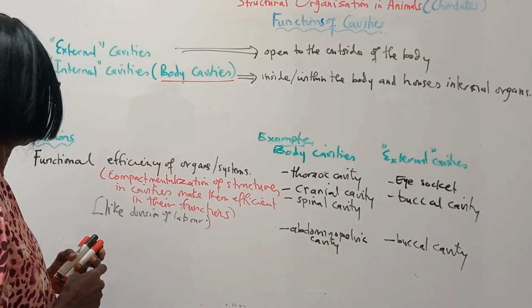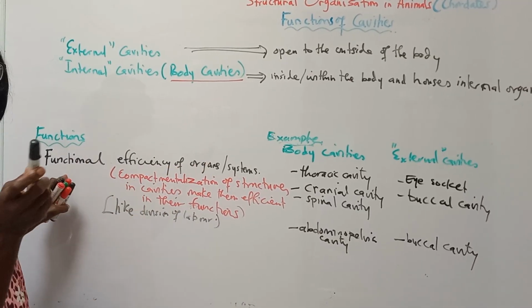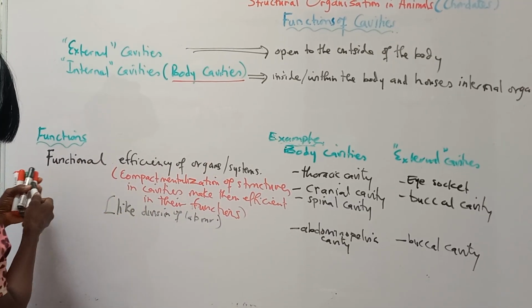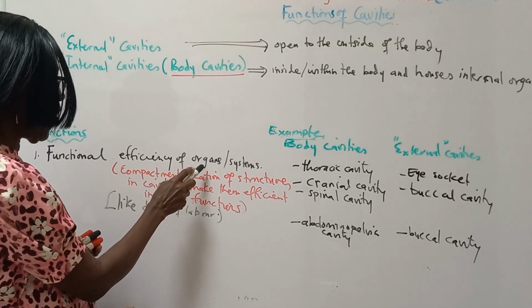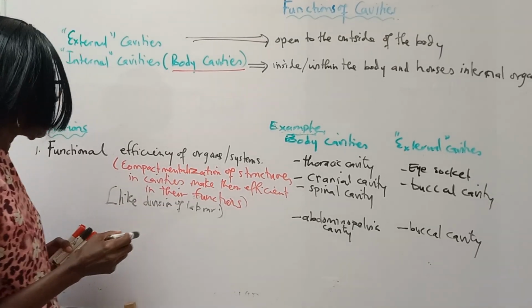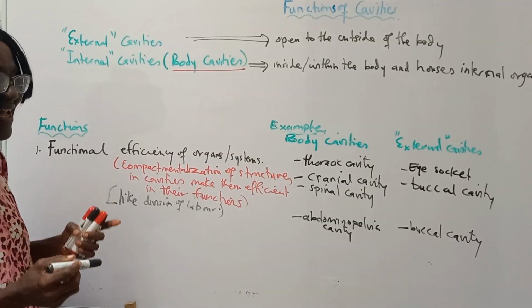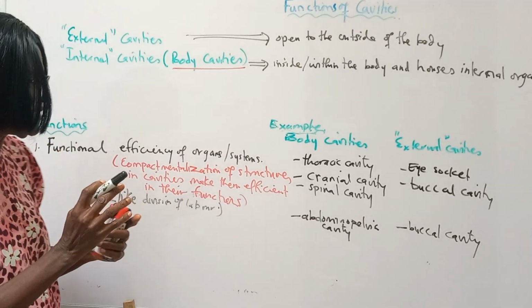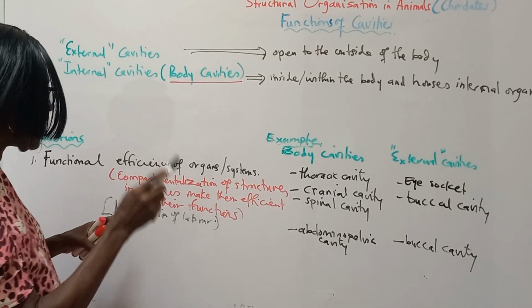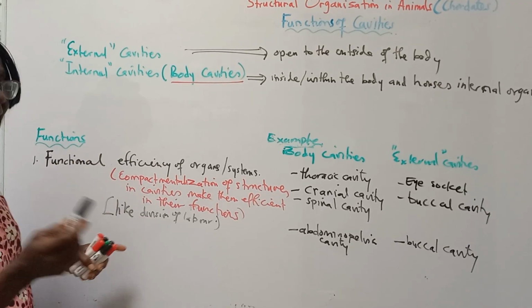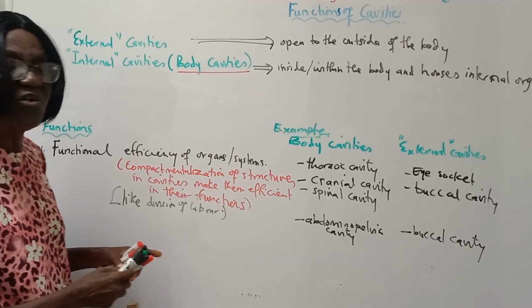Please refer to it. Today we are looking at the functions of the cavities, and one is the functional efficiency of organs or systems. Organs or systems have great efficiency in their function because the organs are compartmentalized in cavities. It's like division of labor.